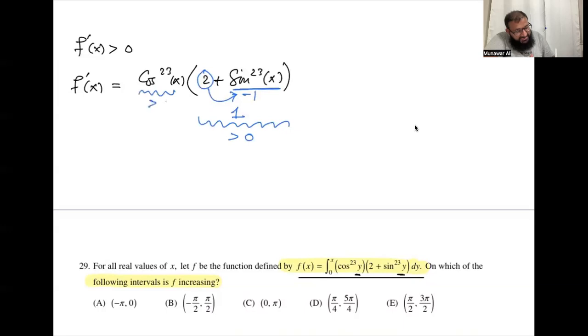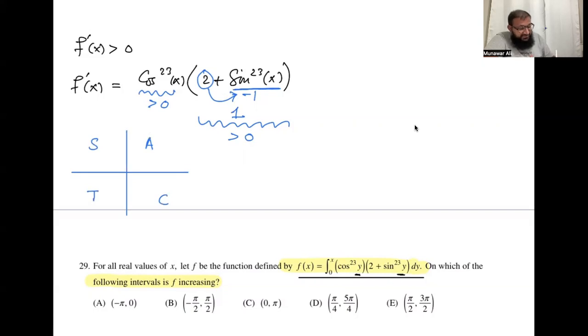Now I want the first bracket greater than 0. So this is cos to the 23. 23 is an odd number. So if the value of cos is negative, the negative power 23 would be negative, and positive power 23 is again positive. If the power is even, let's say 24, then we can think of something else. But since now you just have to look for where cos is positive and where cos is negative. You know very well some tricks from your college mathematics.